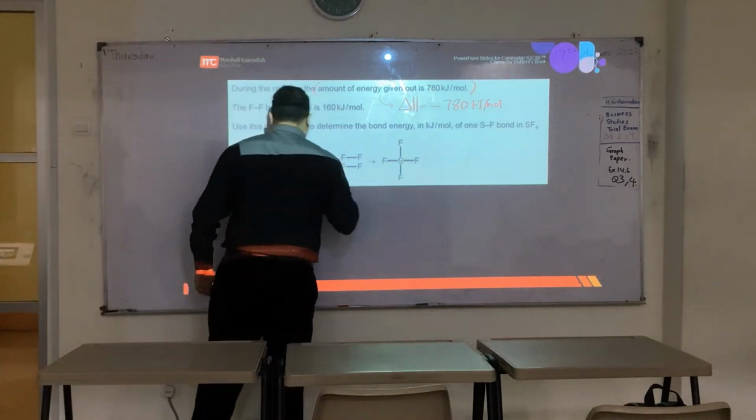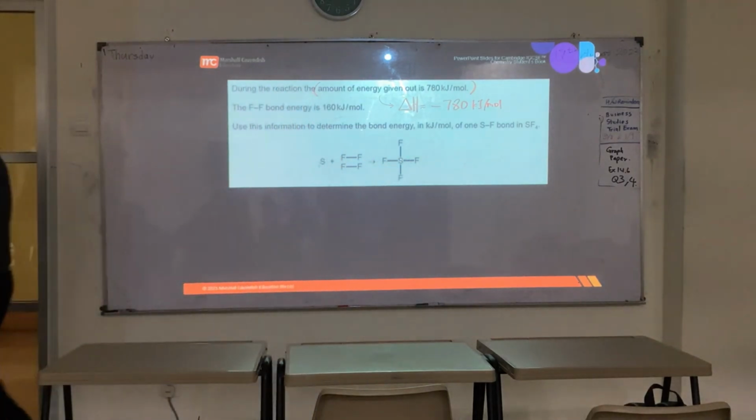One bond, so the value of 275? No, 275 is wrong. But there are 4 bonds, right? Any other answer? Is it negative 115? Where did you get that from?